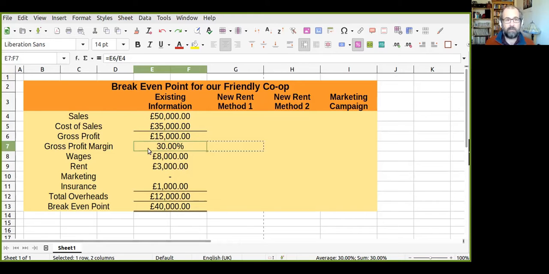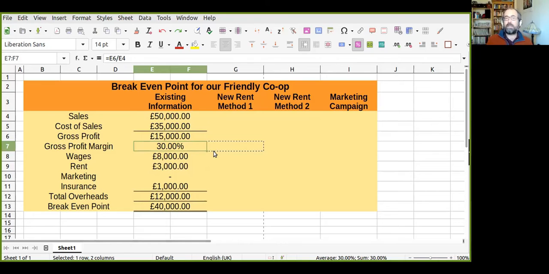It then had a number of overheads: wages, rent, insurance. The total overheads were £12,000, and we calculated the break-even point for the entire co-op by dividing 12,000 by 30%, and we got £40,000.